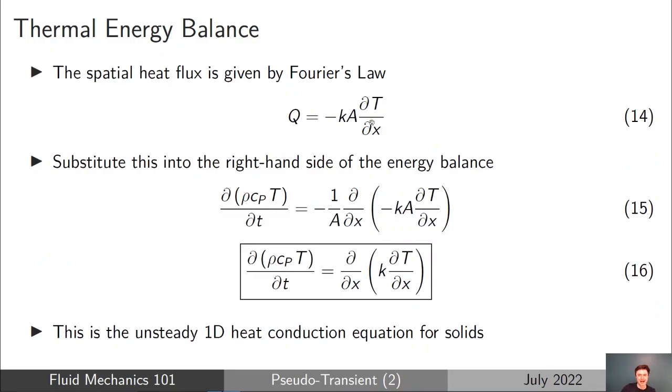Q is K A dT/dx, where K is the thermal conductivity, A is the cross-sectional area of that cell in the bar, and dT/dx is the temperature gradient along the bar. We substitute that in for Q and then rearrange, the areas cancel, and we arrive at equation 16, which is the unsteady 1D heat conduction equation for solids. And you've probably seen this equation before. It comes up fairly often in engineering and heat transfer.